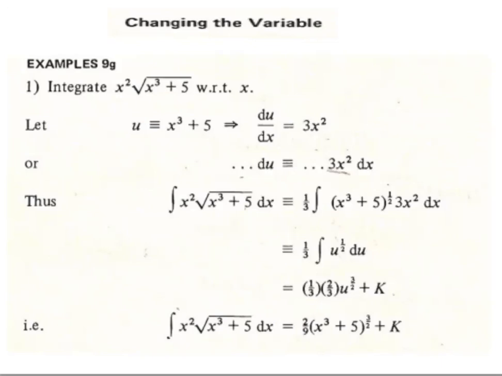Good. So here you can see that the inner function, x cubed plus 5, has a derivative that is a multiple of x squared, right? Because you'll get 3x squared, but this is just x squared.